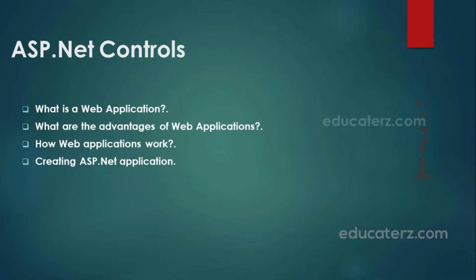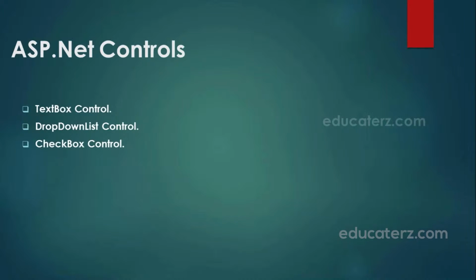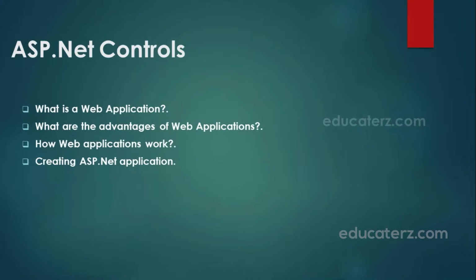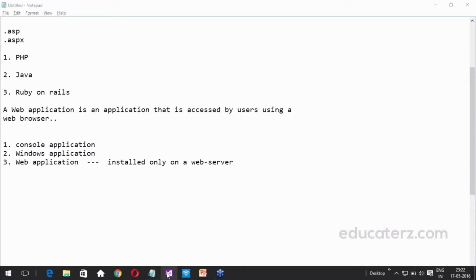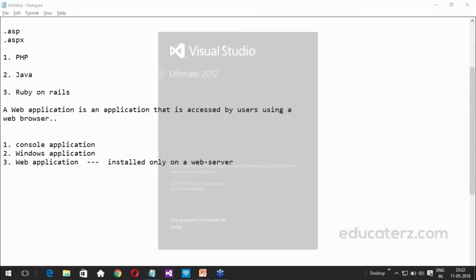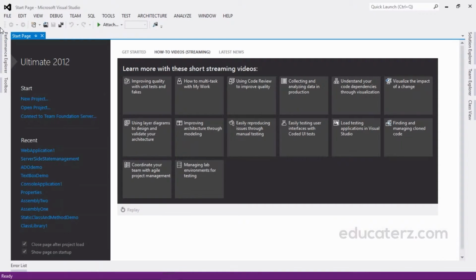Now let us move to the text box control demo. Let me show you again how to create an ASP.NET application. For that, let me go to Visual Studio, right click on it and click on Visual Studio 2012. File, New Project. It will take some time.